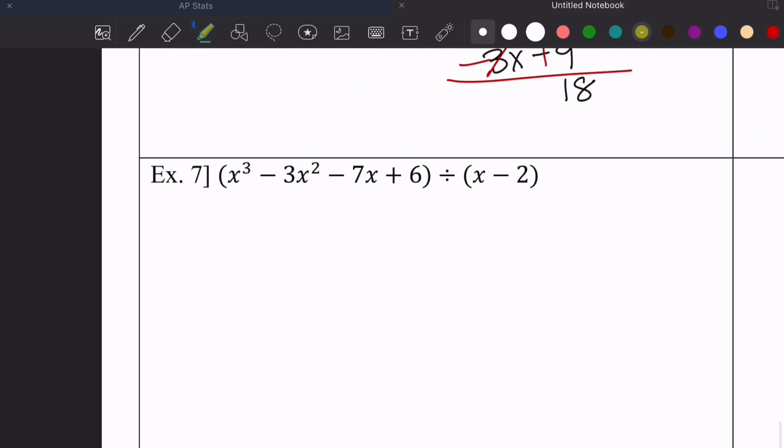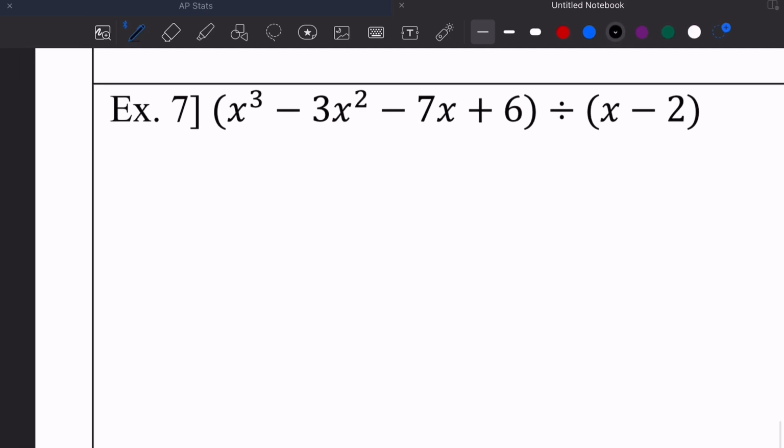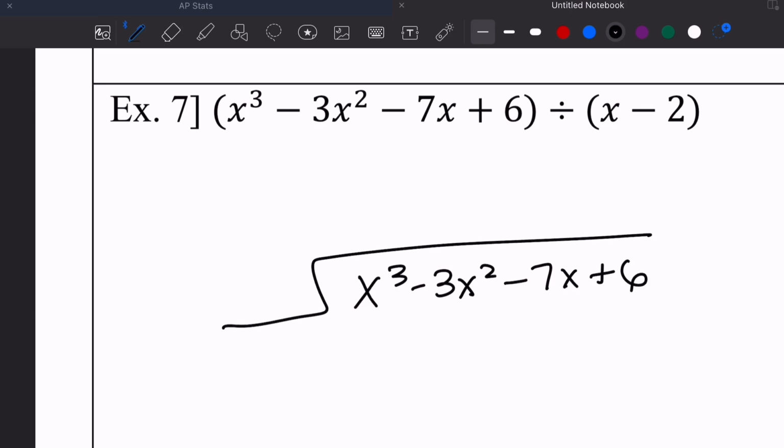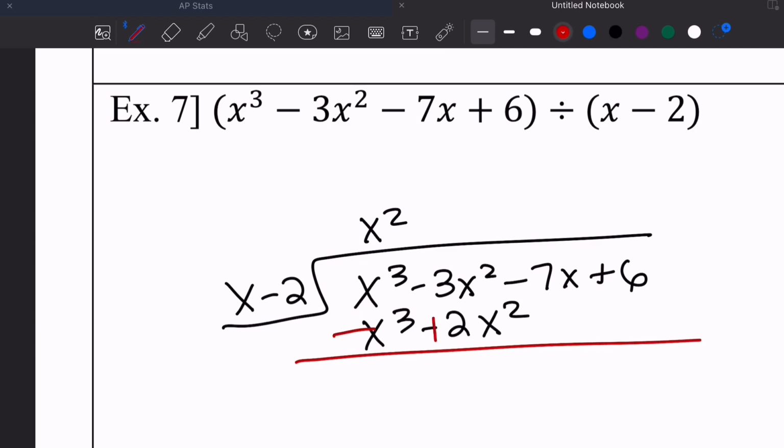Okay, last one, number 7. I have x cubed minus 3x squared minus 7x plus 7 plus 6 divided by x minus 2. I can multiply this by x squared, and I have x cubed minus 2x squared. Change the signs. The cubes cancel out, and I am left with negative x squared minus 7x plus 6, bringing everything down.